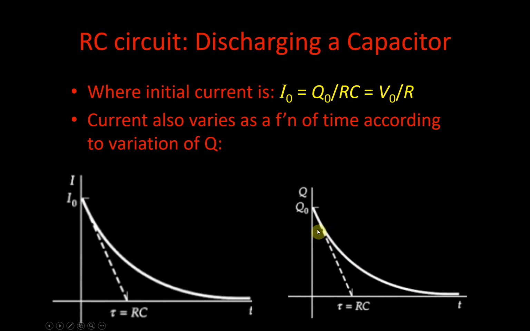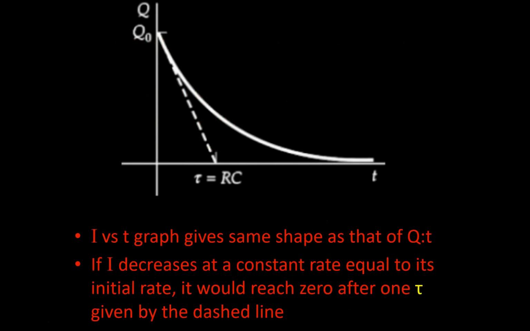So the I graph versus the Q graph looks pretty much the same. And there it is. Your I versus T graph will give the same shape as your Q versus T graph. If I decreases at a constant rate equal to its initial rate, it would probably reach 0 after 1 tau and follow this dashed line, but it never does. It will follow this exponential line here.